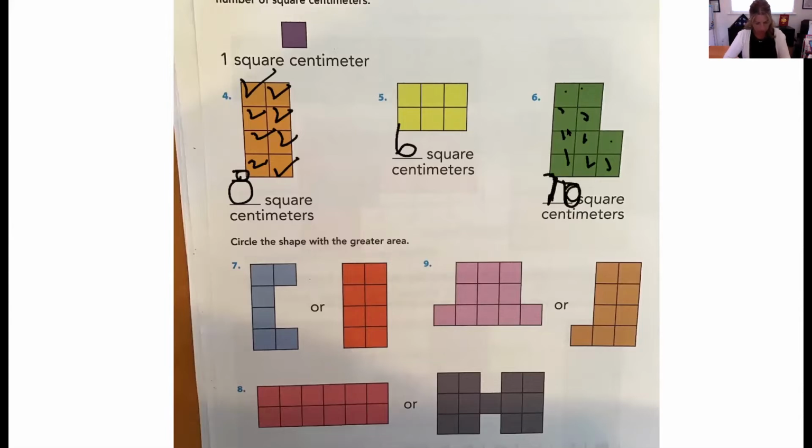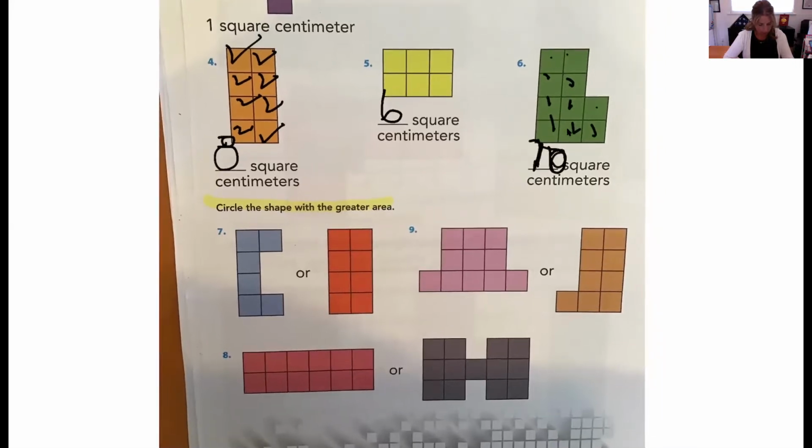Okay, now next direction. Circle the shape with the greater area. So which has a bigger area? Number 7, we have two choices. Which one is the bigger area? Well, this one is. We can visually see it's bigger, but just to make sure, you could always count. But it is the red one.